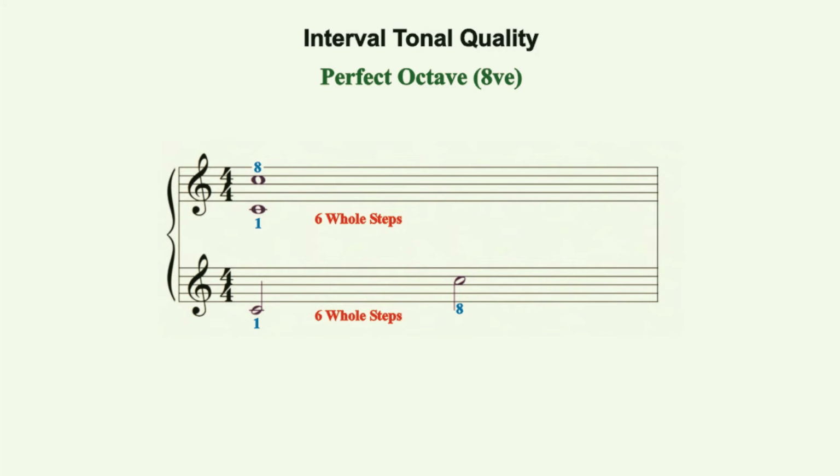In this instance, we'll count it as C to D, D to E, E to F, which is a half step, F to G, G to A to B, and B to C, another half step. All octaves are perfect octaves.